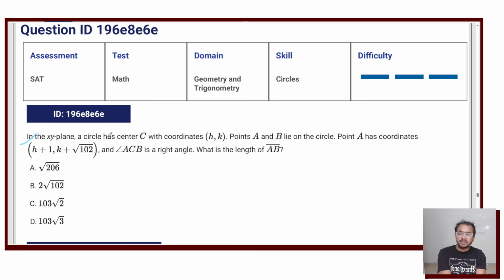Okay, so in the xy plane, there is a circle having center C with coordinates h, k. Points A and B lie on the circle. And A has coordinates h plus 1, k plus root of 102. ACB is a right triangle. What is the length of AB?